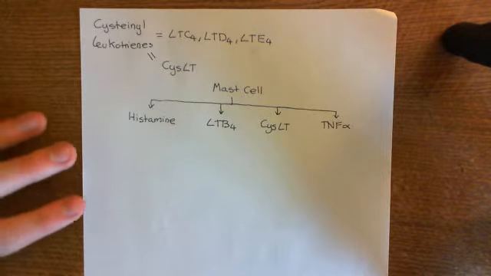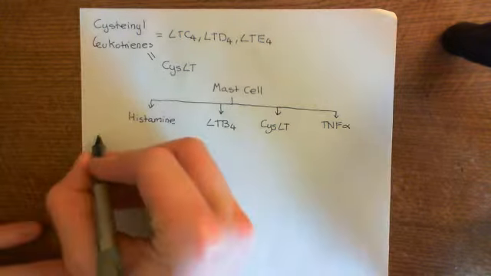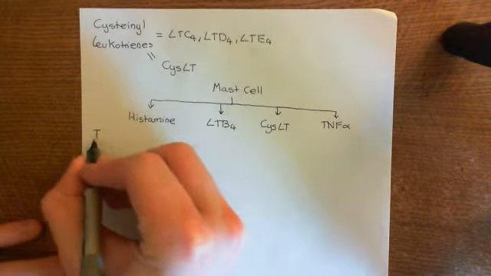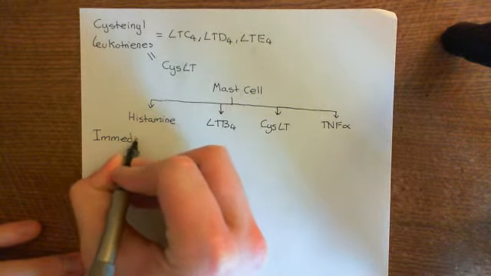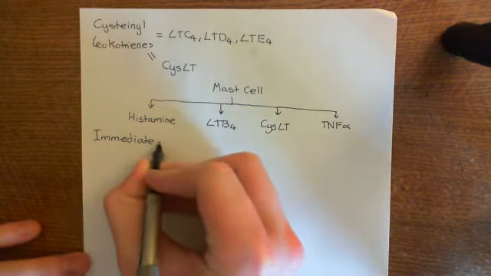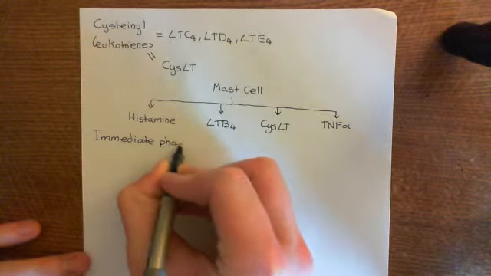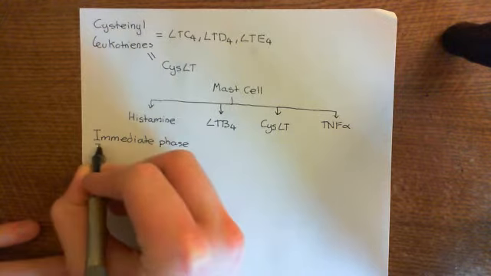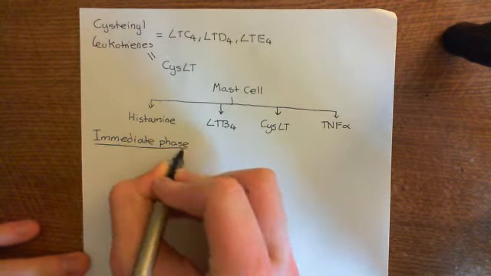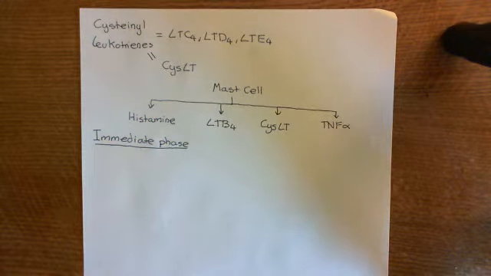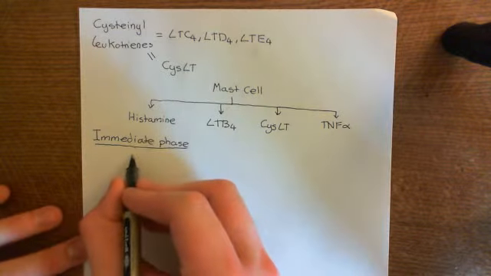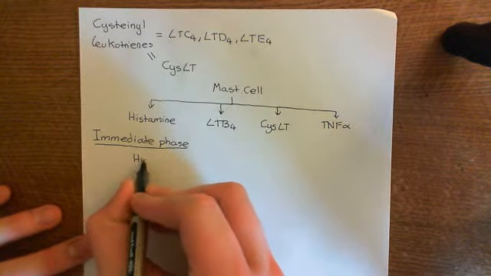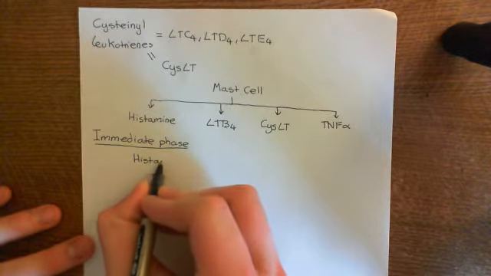Now, what happens? Well, the asthmatic attack itself can be divided into two separate phases. Firstly, it can be divided into the immediate phase. The immediate phase is the phase which happens quicker, so it will happen within a few minutes. And in the immediate phase, what happens is, firstly, histamine goes and acts on the bronchial smooth muscles.